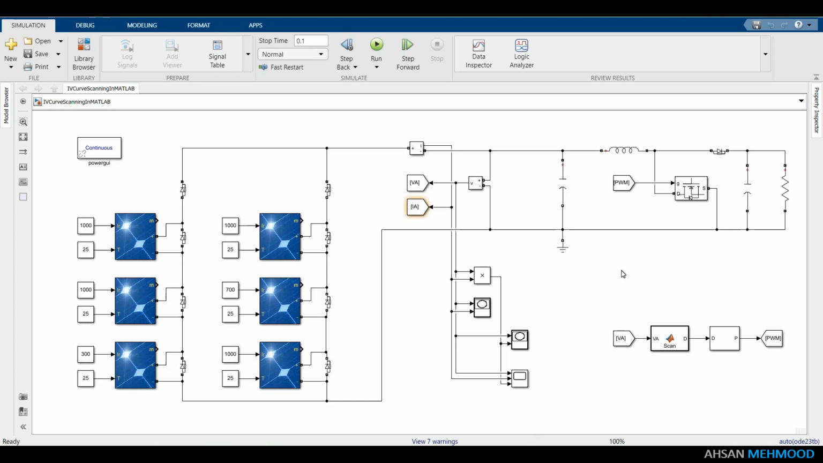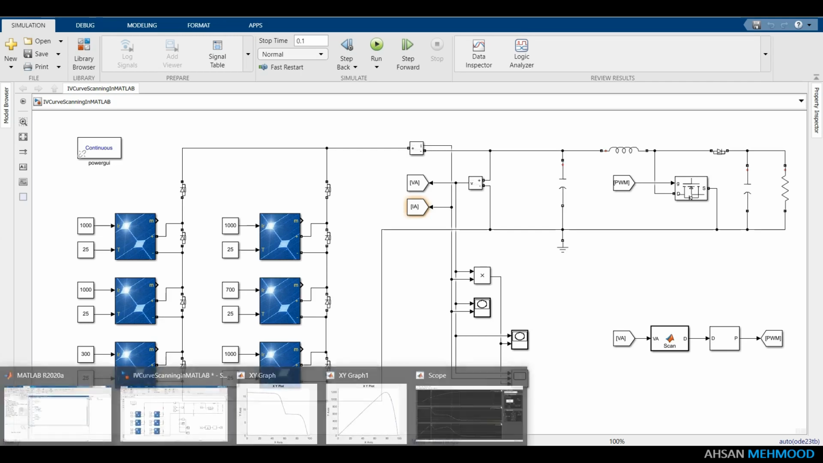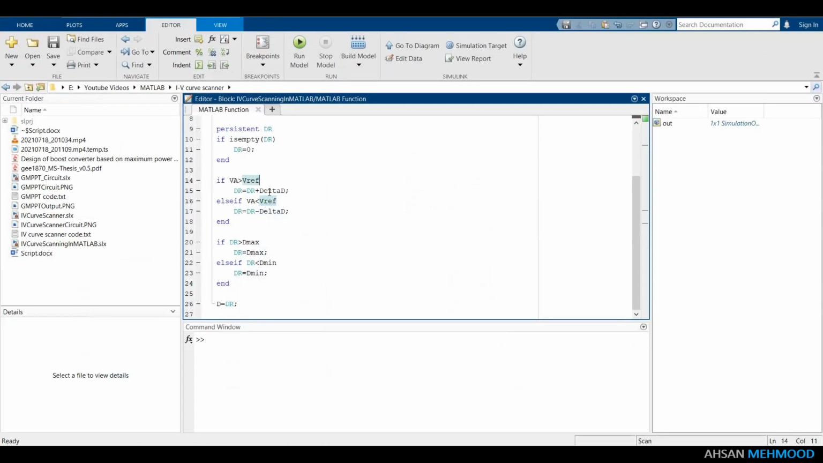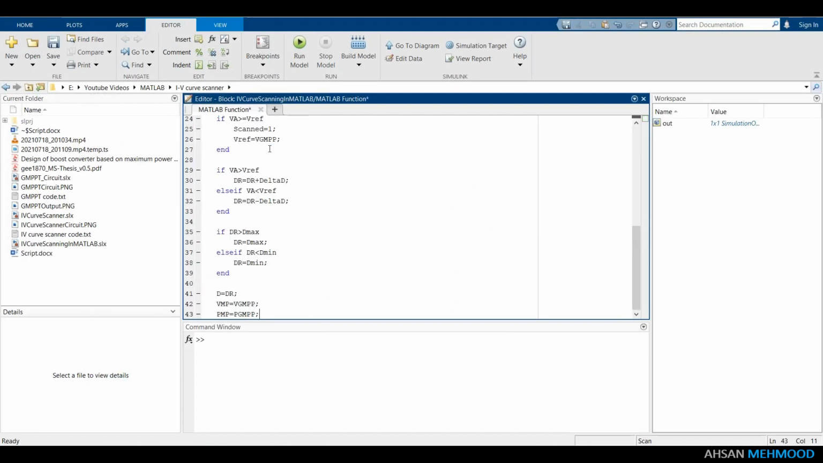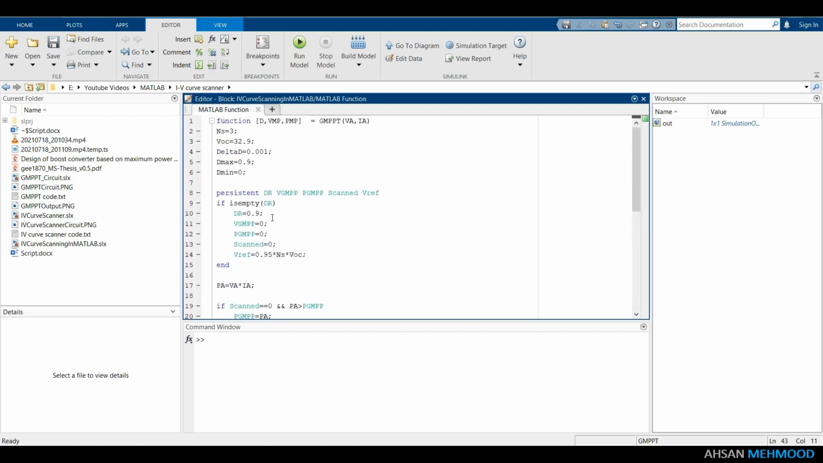Because I mentioned in the introduction section that IV curve scanning can be used for a variety of purposes, I'll show you how to use the online IV curve scanning circuit to track global maximum power point. To implement the GMPPT process, modify the algorithm as shown on the screen.